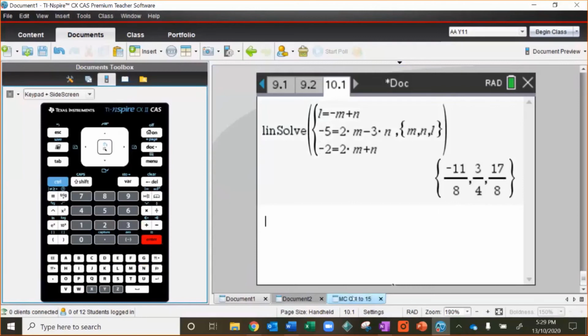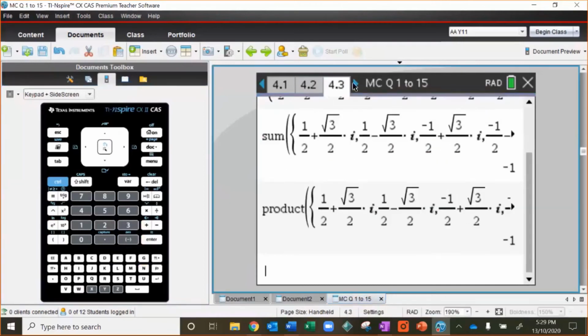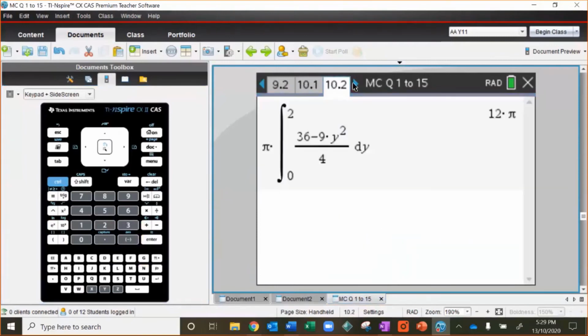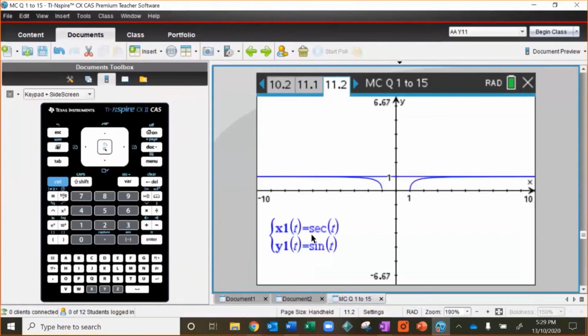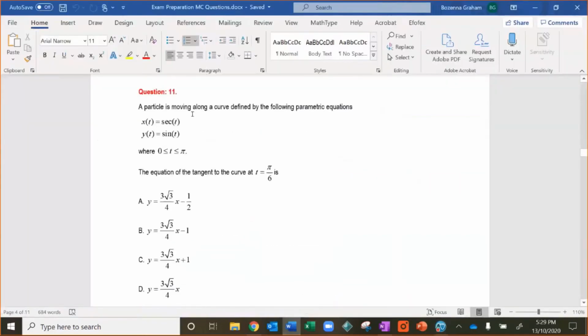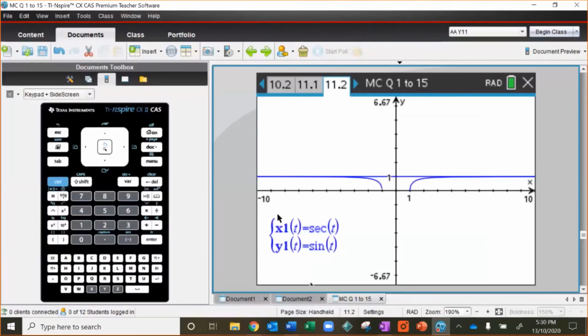We are approaching the time, so I might just talk you through a few other questions from the handout. This is the parametric equations question. A particle is moving along a curve defined by the following parametric equations. x in t is sec t, y in t is sine t, and we wish the equation of the tangent. So we'll use parametric mode.